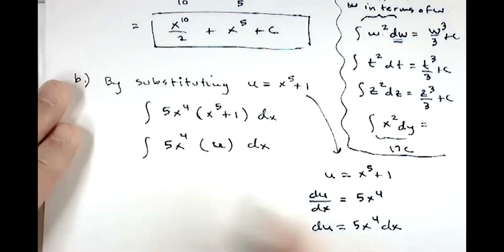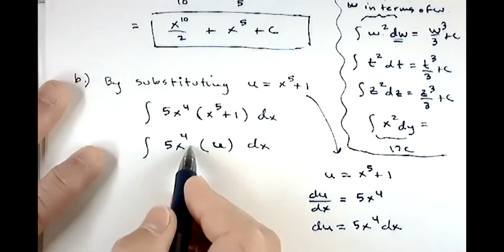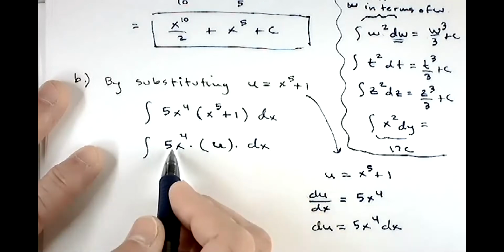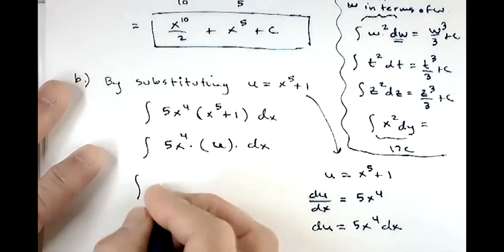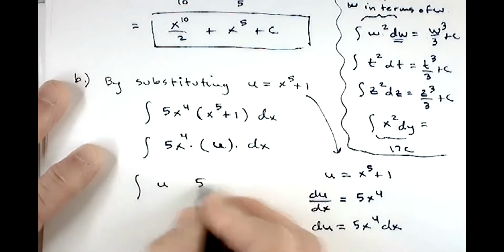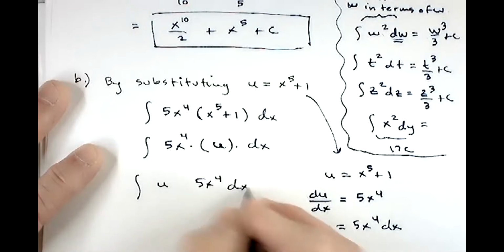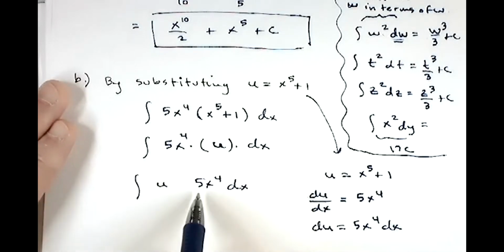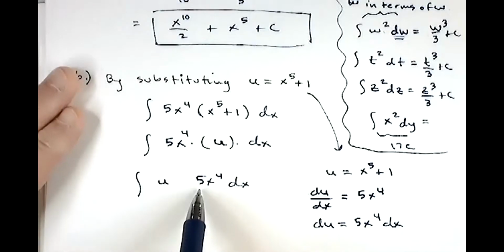And now, remember, this is also multiplication. The order of multiplication does not matter. If I want to, you don't have to do this, but if I want to, I could just put the u out in front and put the 5x to the fourth right next to the dx. You don't have to do that, but just to help you see it. But here's the way I like to think about this.